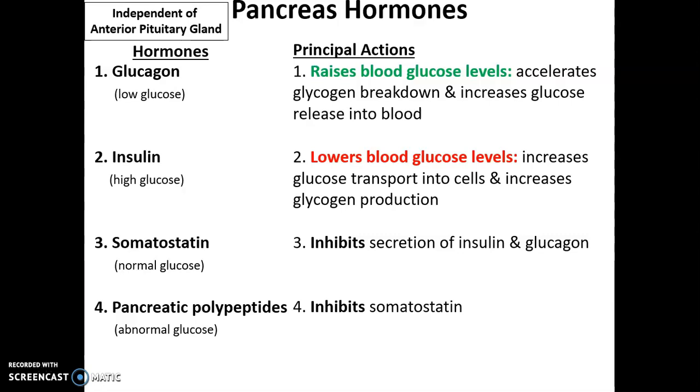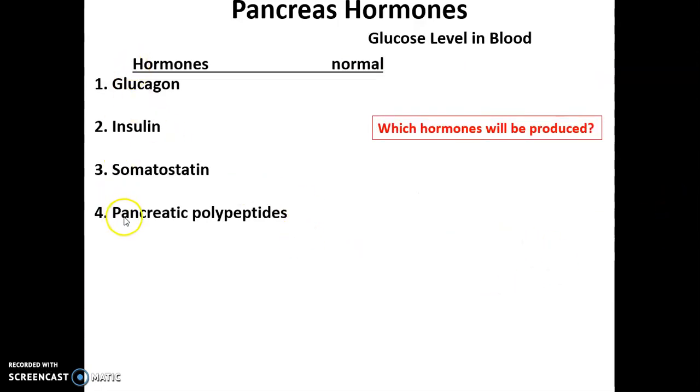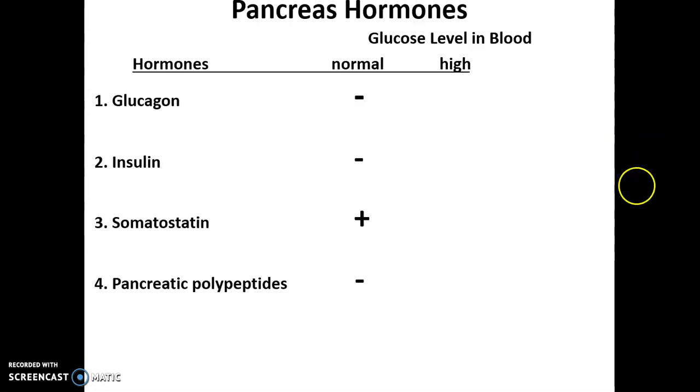So how does this all work? Well, here are the 4 hormones produced by the pancreas to control blood glucose levels. Which hormones would be produced if the blood glucose levels are normal? Give you a second to think about it. Maybe 2 seconds, maybe 3 seconds. You can always pause if you need more time. Well, what you'd expect is only somatostatin to be produced. You would not have glucagon produced, you would not have insulin produced, and you would not have pancreatic polypeptides produced.